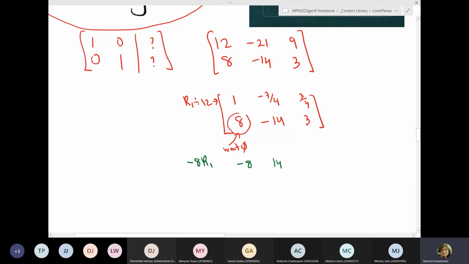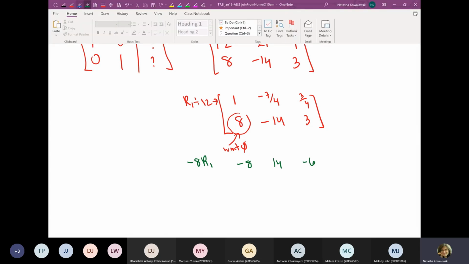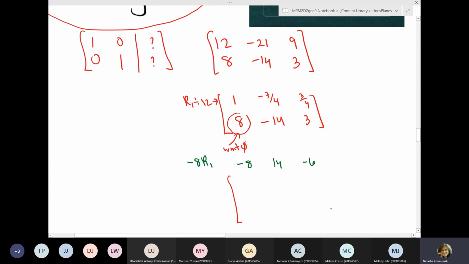And then 3/4 times 8 as well. There's going to be no fractions anymore either. It's going to be -6. So this is just my rough work. It's not part of my matrix. And then my matrix itself will have row 1 as it was, so don't change row 1. But the bottom one will be -8 row 1 added with row 2. Okay, let's see how you guys are doing.